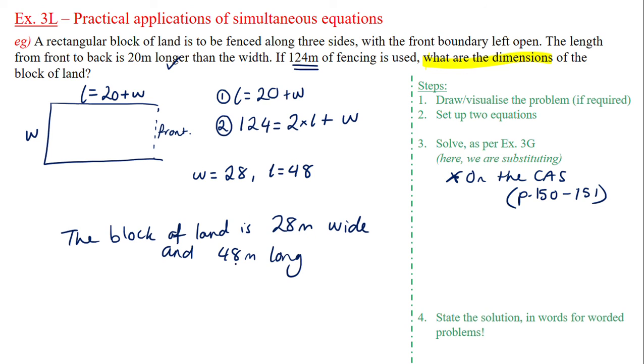And we can check it back if we need. 48 as our length is definitely 20 meters longer than the width. And if we substitute it into here, 2 times the length plus the width, yep, that would give us 124.